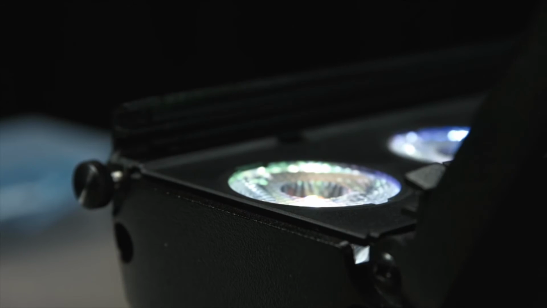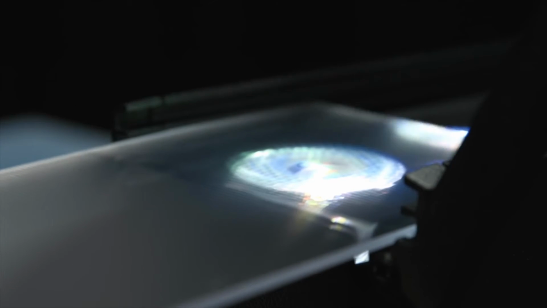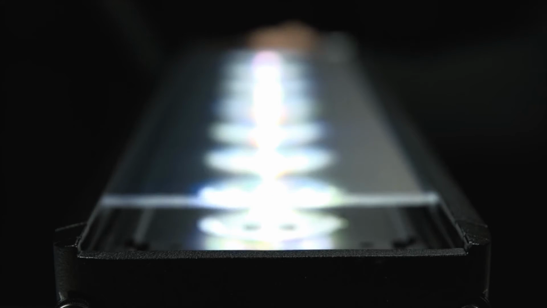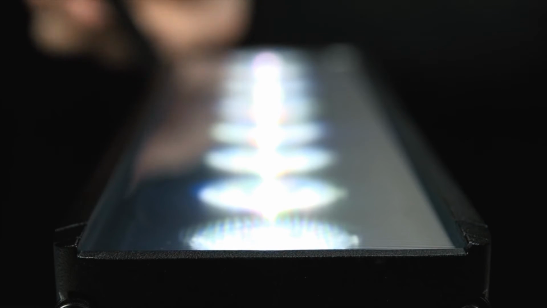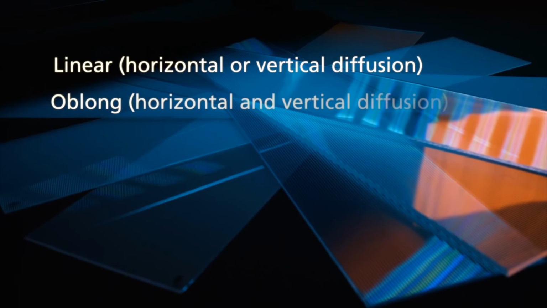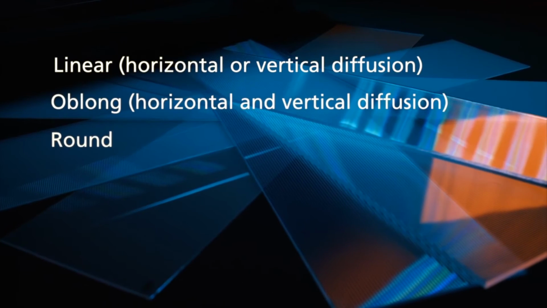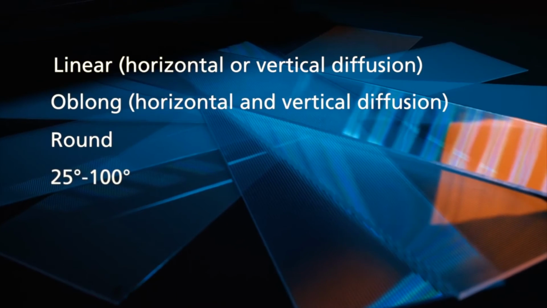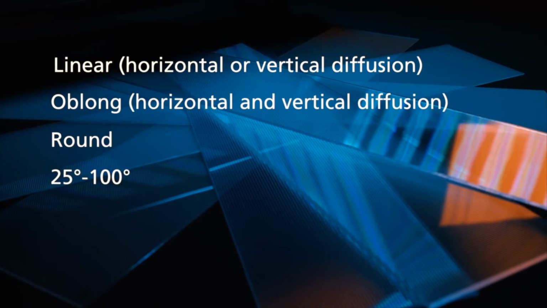The ColorSource Linear fixtures all have 2 slots in front of the optics for mixing and matching a large variety of diffusions to create any beam shape you might need, from linear, to oblong, to round, and ranging from 25 degrees to 100 degrees.